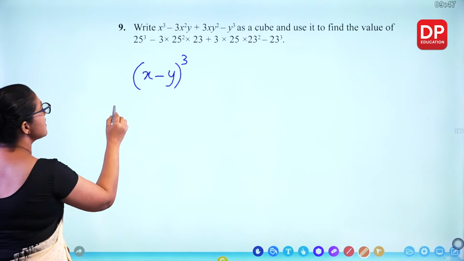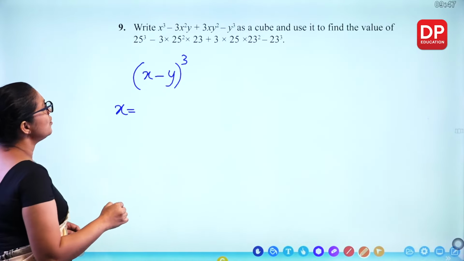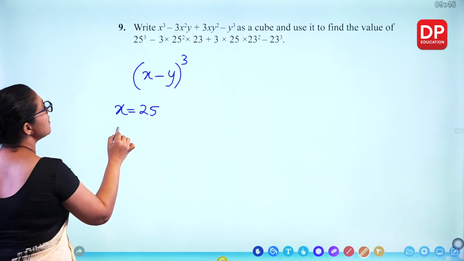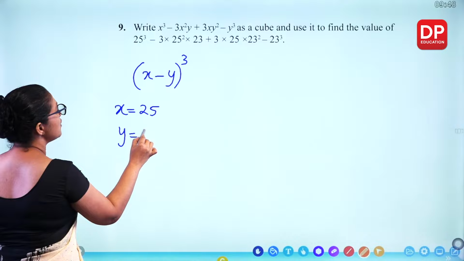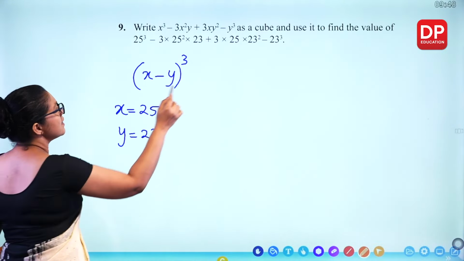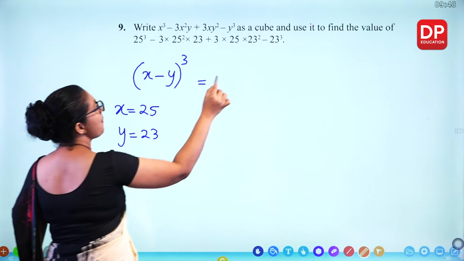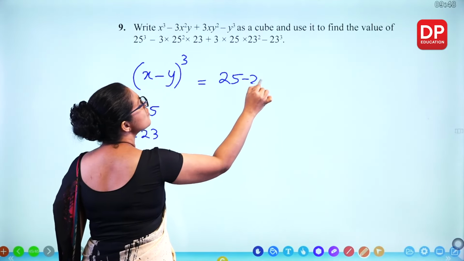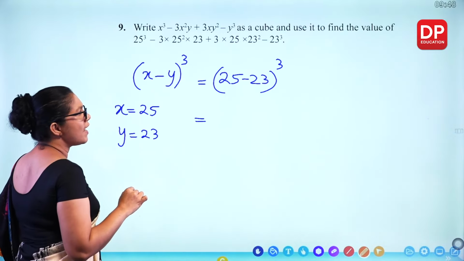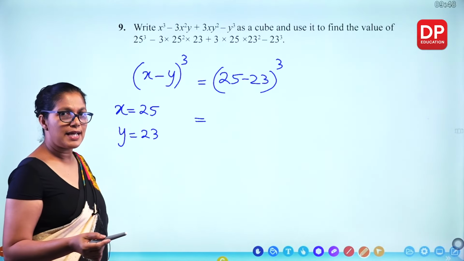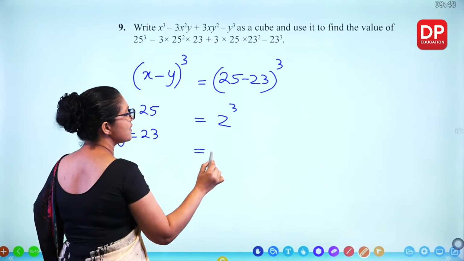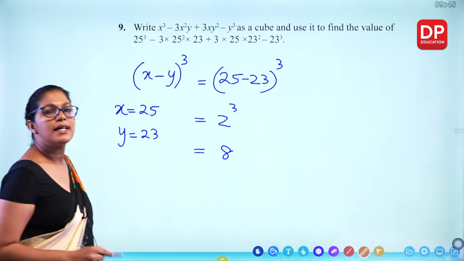So that means x is equal to 25. And what's the y value? Y value is 23. So when you plug in, this one is the same as 25 minus 23 to the power 3. So what's the value? 25 minus 23 is 2. 2 to the power 3. So what's 2 to the power 3? You get 8.